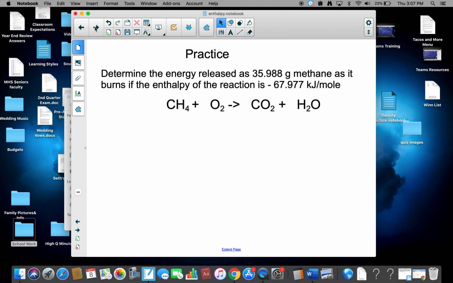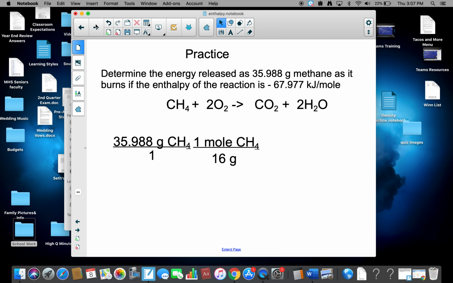All right, so let's start with the reaction. Methane burning, combustion, so CH4 plus O2 yields CO2 plus H2O, balancing it up. Goes like that. All right, so we take our mass and then we convert it to moles, using the balanced equation. 1 mole of CH4 is 16 grams of CH4. From the negative 67.977 kilojoules per mole, for every 1 mole of the reaction is 67 kilojoules of energy.